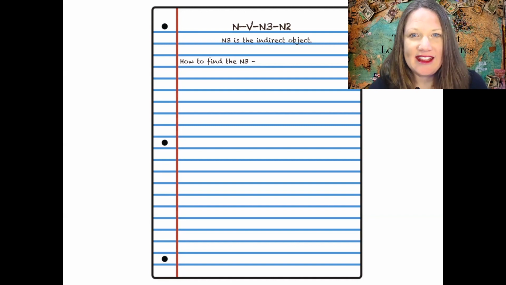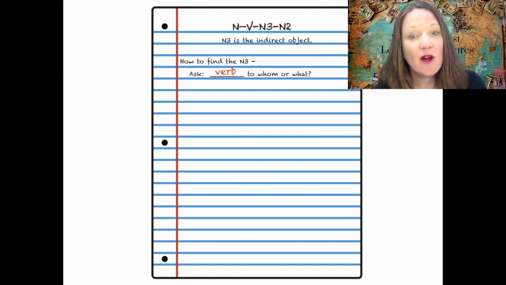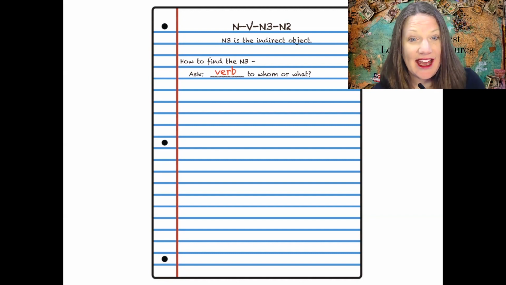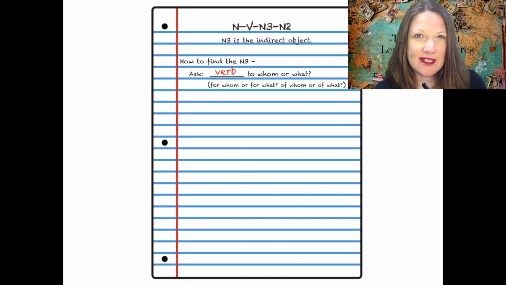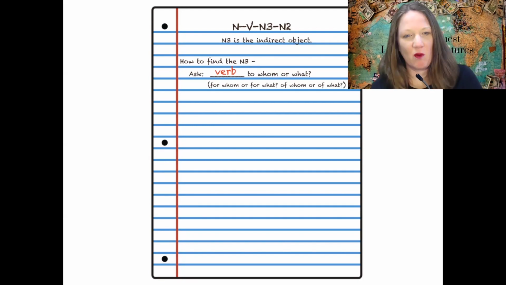How to find the In 3. Ask, verb, to whom or what. Now remember, the direct object was verb, who or what. Now it's verb, to whom or what, and also for whom or for what. So you could say verb for whom or for what, verb of whom or verb of what.